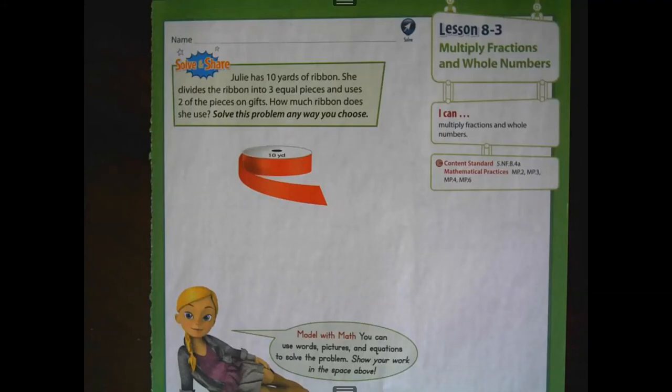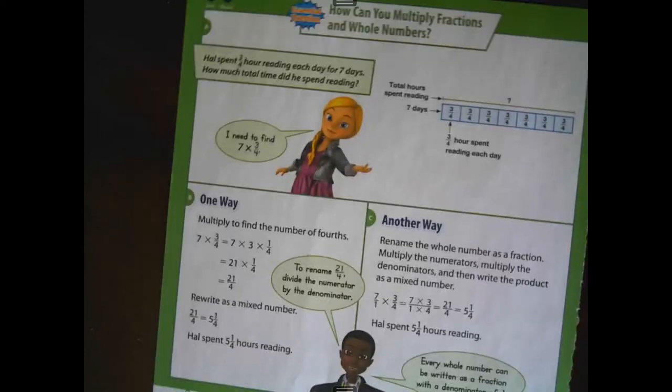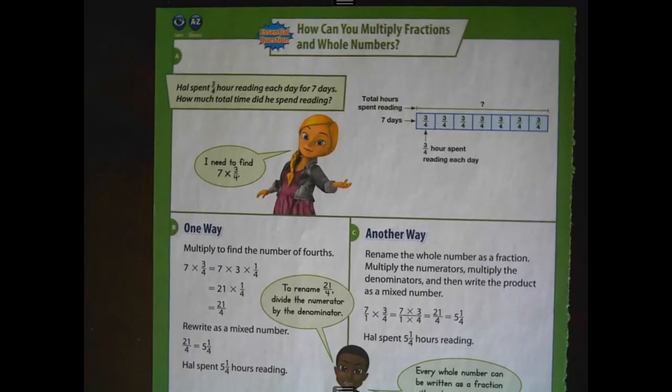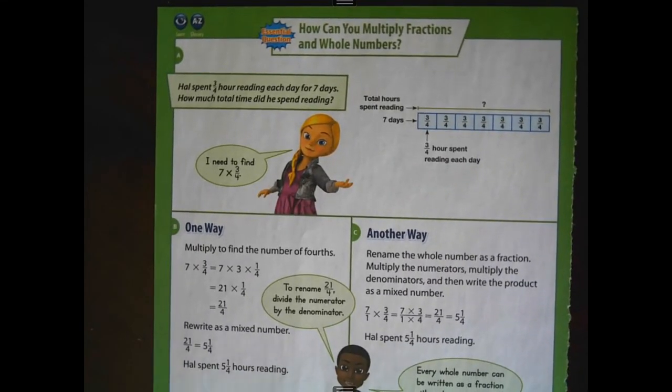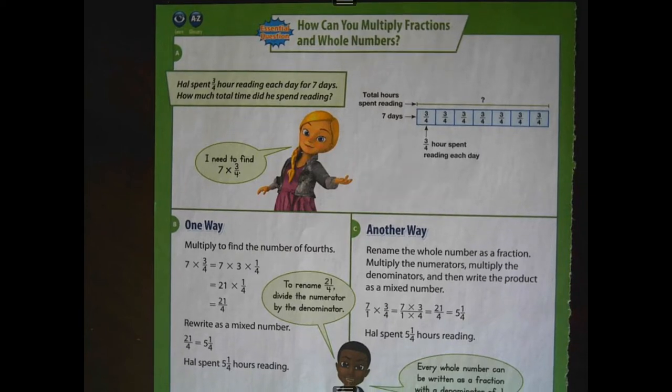We are on lesson 8.3 today, multiplying fractions and whole numbers. We are in volume 2 on page 470. So if you have not had a chance to pull your materials, go ahead and pause the video and get your materials ready. We're going to start with the visual learning example on page 470.